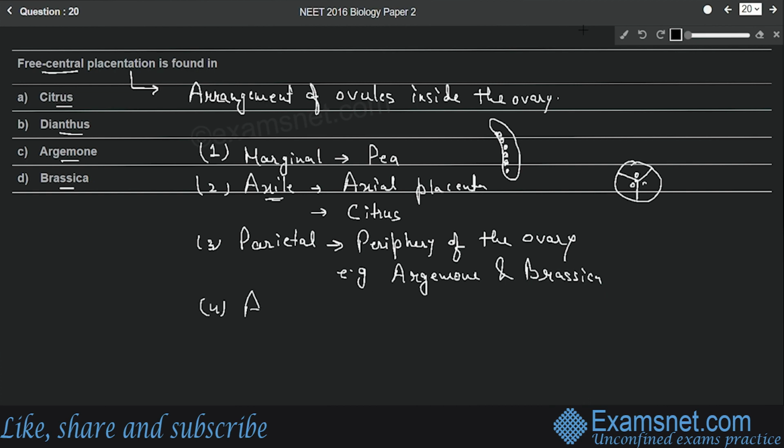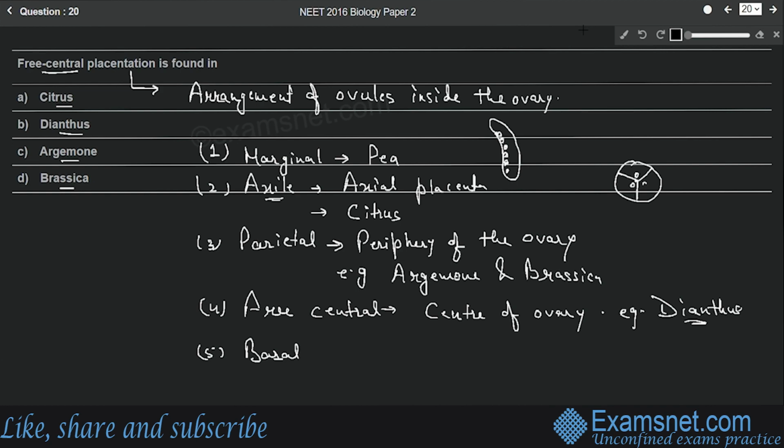Fourth type is free central placentation. And here, as the name suggests, the ovule is located at the center of the ovary. Center of ovary. And the example is dianthus. The last type of placentation is basal placentation. Basal means at the base of the ovary. The ovules are located at the base of the ovary.